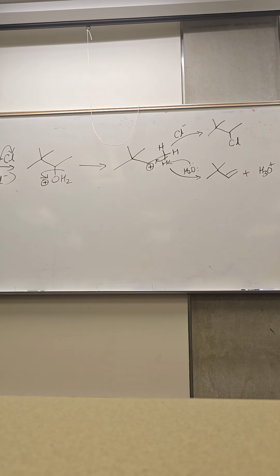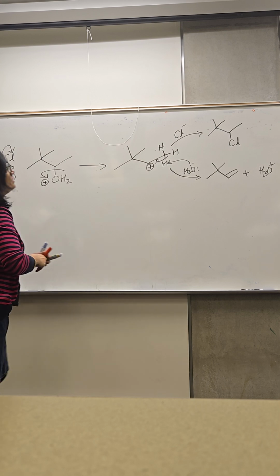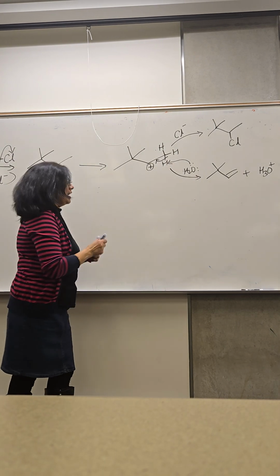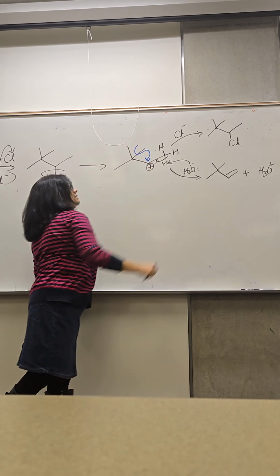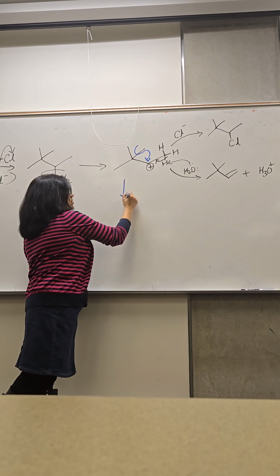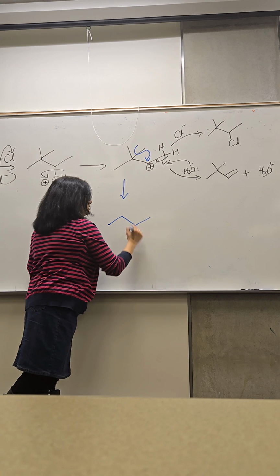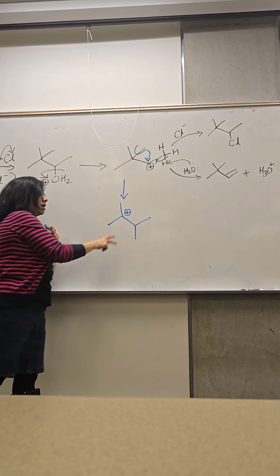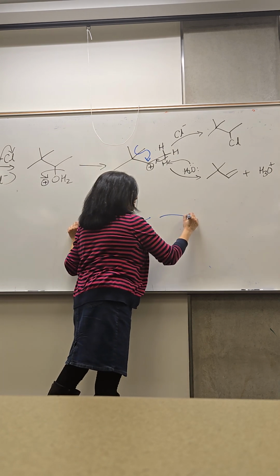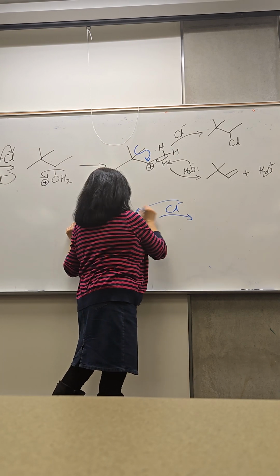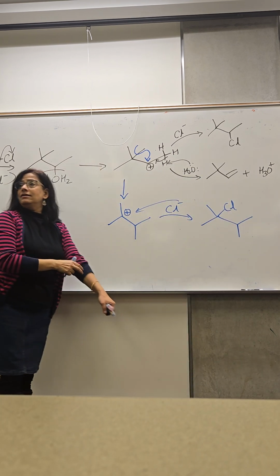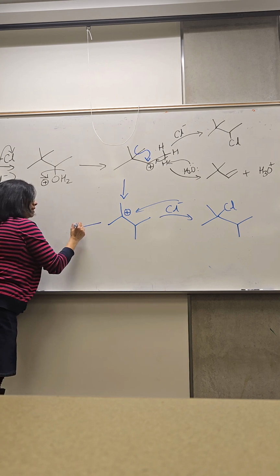Carbocations, no matter which reaction you are talking about, if there is a carbocation, you must think about rearrangement. Can this carbocation rearrange to a more stable carbocation? Yes. The plus and the methyl switch places, so it goes through a methyl shift. What would be the SN1 product from here? Cl where the plus is. Everybody okay?